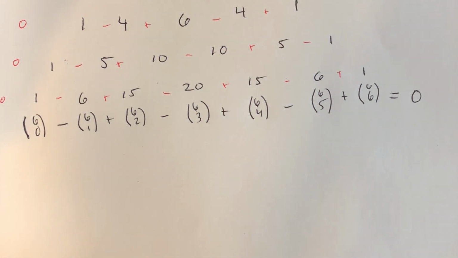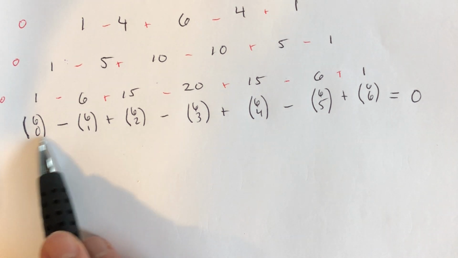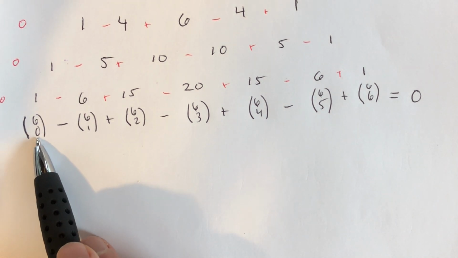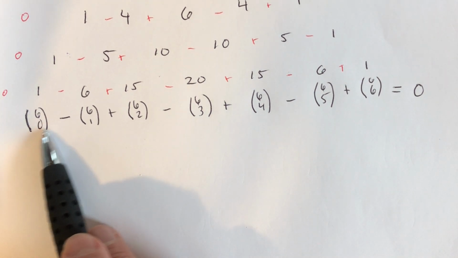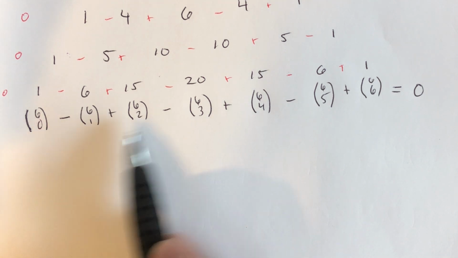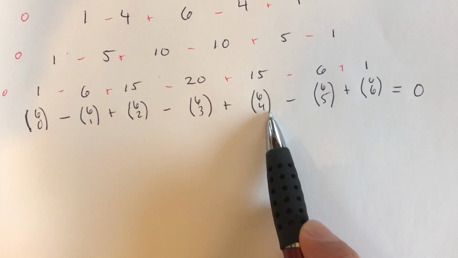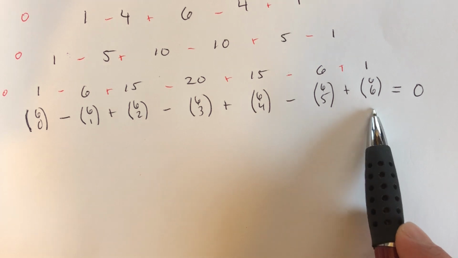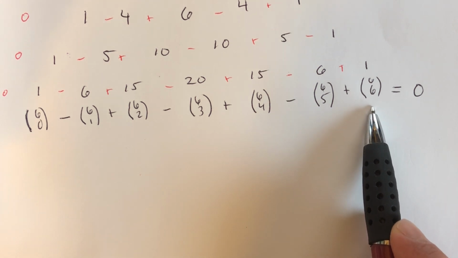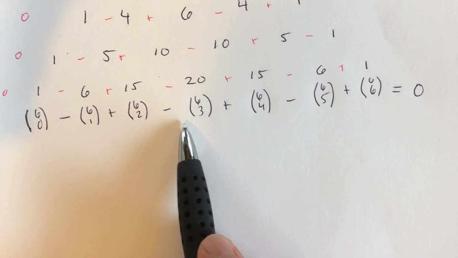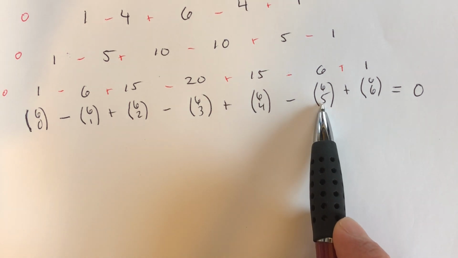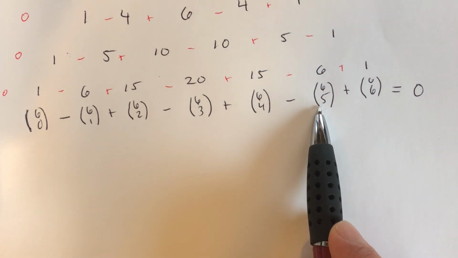All right, now what is this telling us here? It's saying if you look at 6 choose 0, this is the number of subsets of a 6-element set with 0 elements, and then 6 choose 2, 6 choose 4, 6 choose 6, these are all your positive terms. And our negative terms would be 6 choose 1, 6 choose 3, and 6 choose 5. They cancel each other out, right?